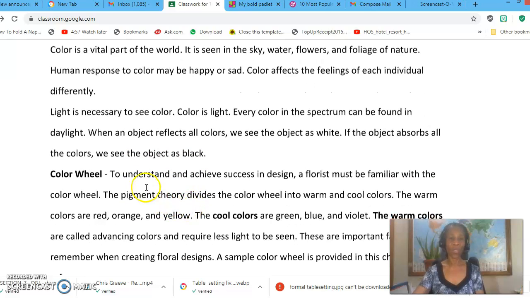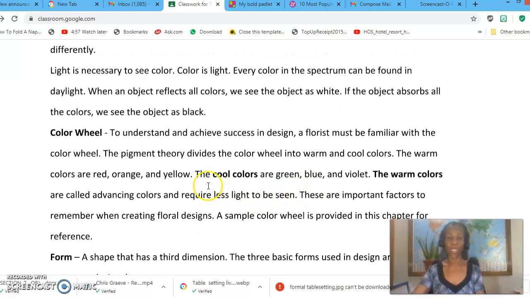Alright, now the color wheel. To understand and achieve success in design, you must, students, be familiar with the color wheel. So the pigment theory divides the color wheel into two types, warm and cool colors. The warm colors are red, orange, and yellow. And the cool colors are green, blue, and violet. Violet is what we call purple, or a lighter shade of purple, I should say.